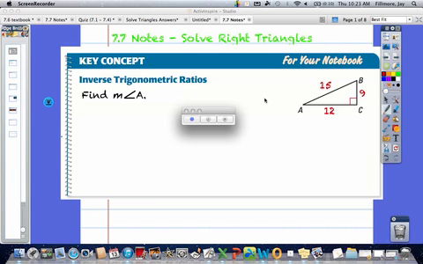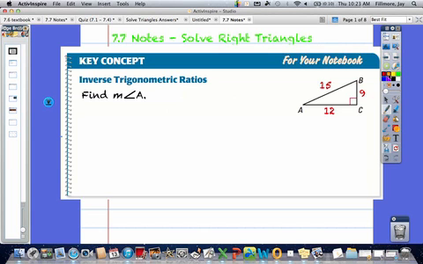Hello ladies and gentlemen, welcome to lesson 7.7, talking about solving right triangles. In solving right triangles, we're basically taking a right triangle and finding all of the unknown side lengths and all the unknown angle measures, and that's the process of solving a right triangle. So we should be left with no unknowns.